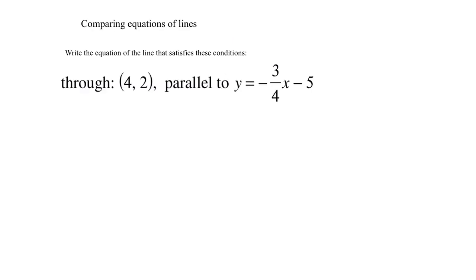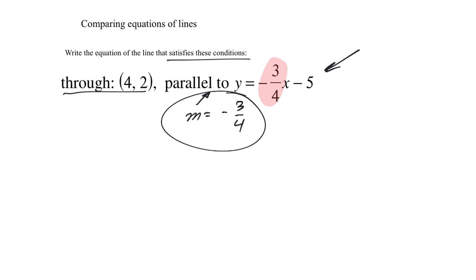So comparing, you're going to get questions like this. Write the equation of the line that satisfies these conditions. So there's some line, it goes through (0, 4)... (4, 2), and it's parallel to this line here. Well, what's the slope of this line? It's going to be this guy right here. Negative 3/4 is my slope. So the slope of the line we're looking for, because it's parallel, is also negative 3/4.